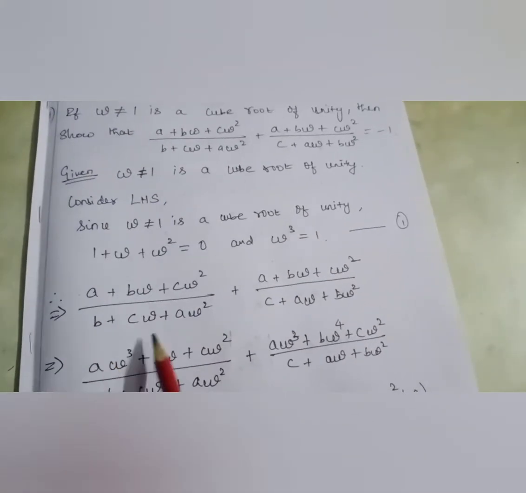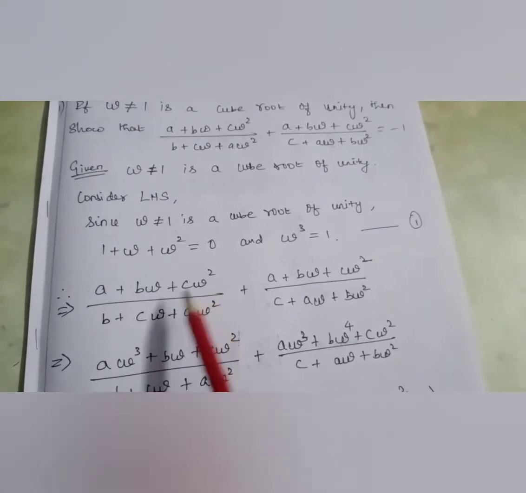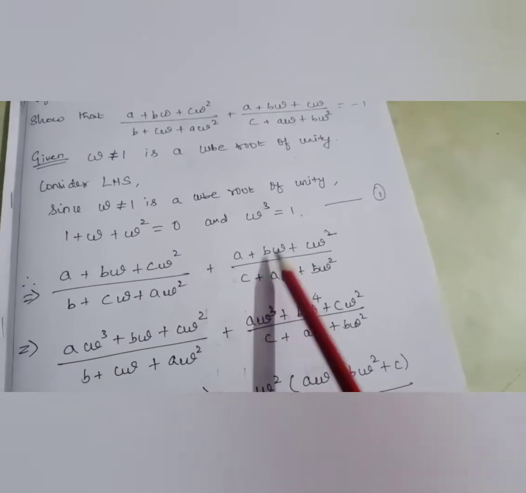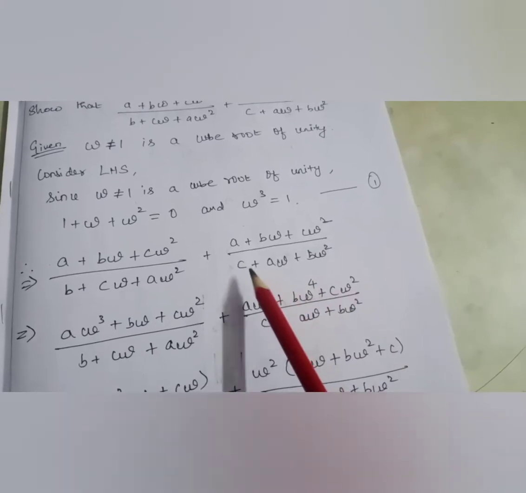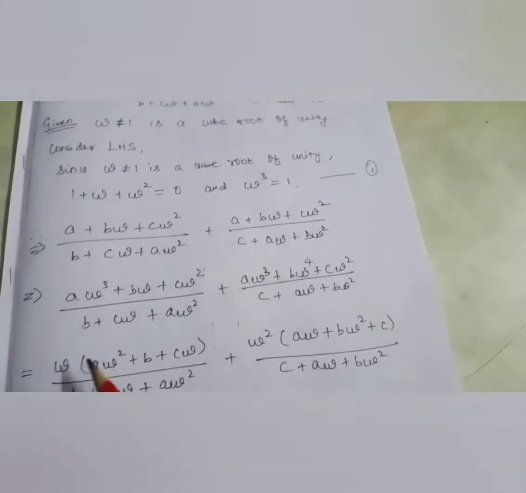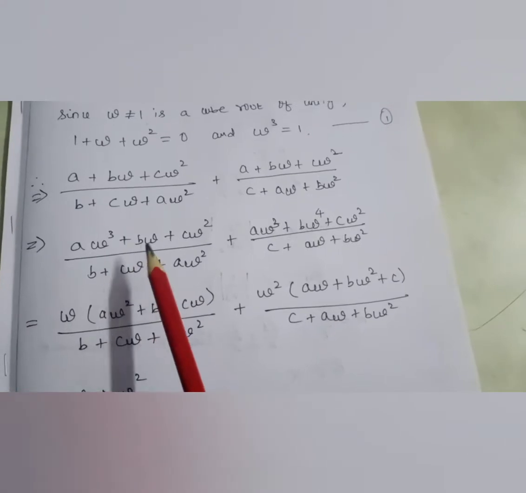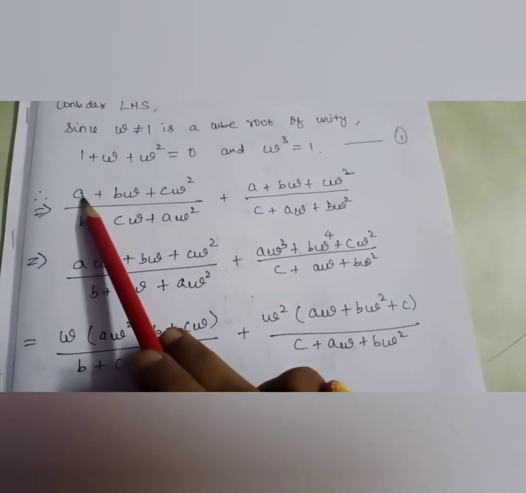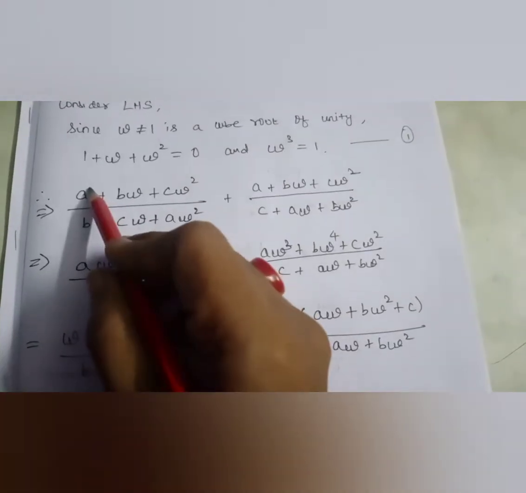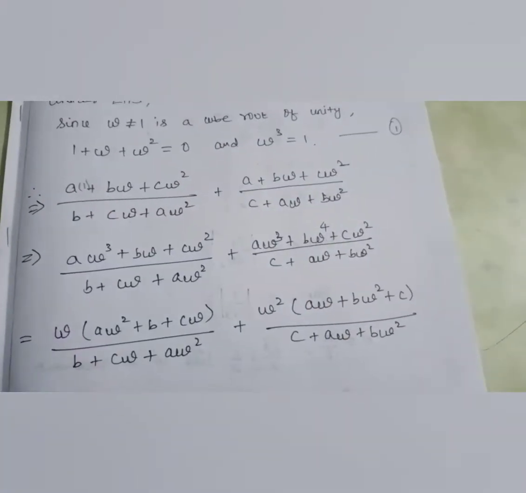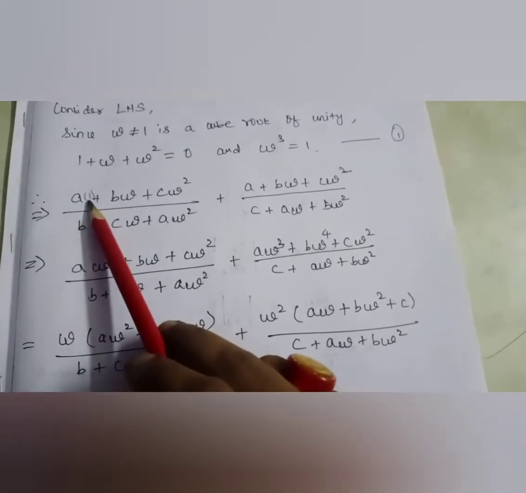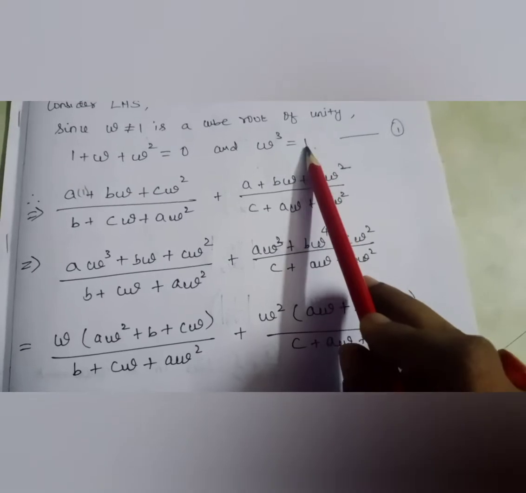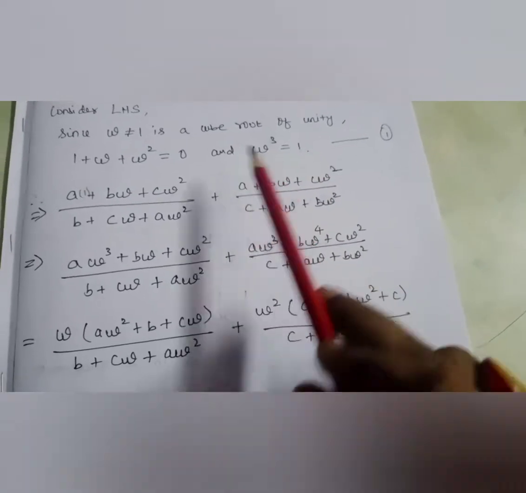Let us consider the LHS now. (a plus b omega plus c omega square) divided by (b plus c omega plus a omega square) plus (a plus b omega plus c omega square) divided by (c plus a omega plus b omega square). Listen carefully children. Now what I am going to do, wherever a, like here in the numerator, here it is a. If a is there, I can write it as a into 1, right? So wherever 1 is there, I am going to replace it as omega cube. Is that clear to you all? Wherever 1 is there, I am going to replace it as omega cube.